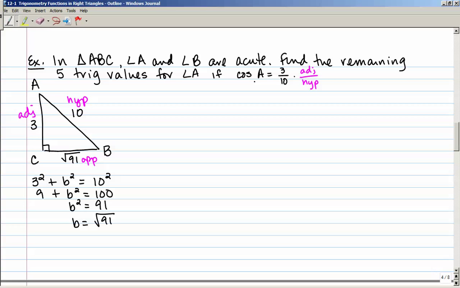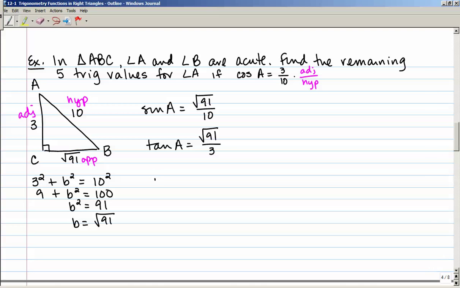And I already have cosine of A, so let's find sine of A. Sine is opposite over hypotenuse. So that's going to be the square root of 91 over 10. Tangent of A is opposite over adjacent. Square root of 91 over 3.